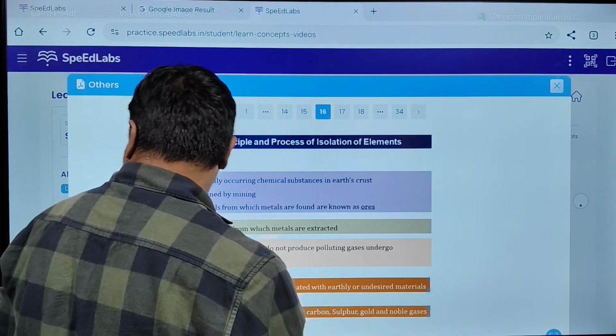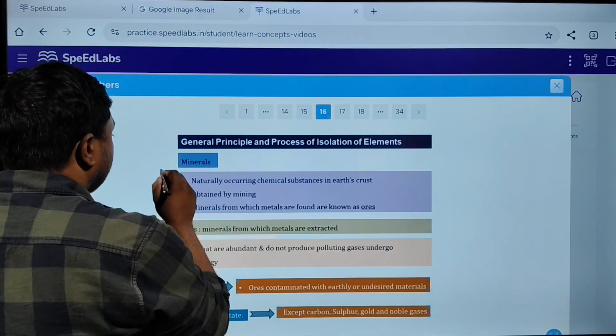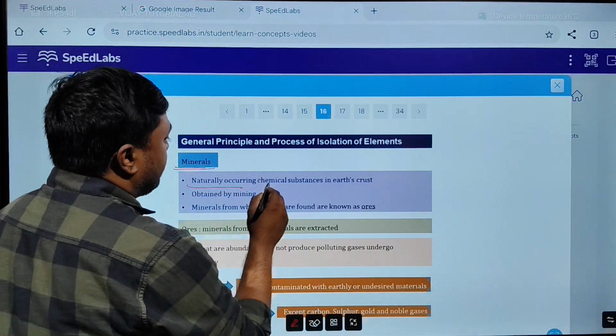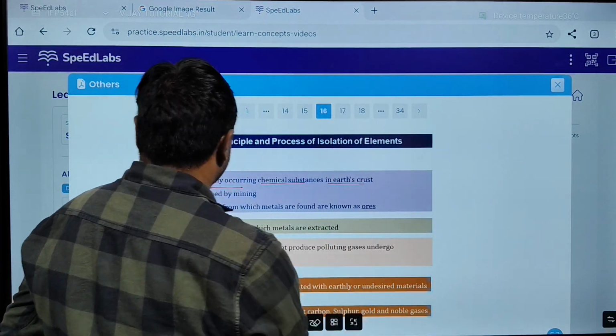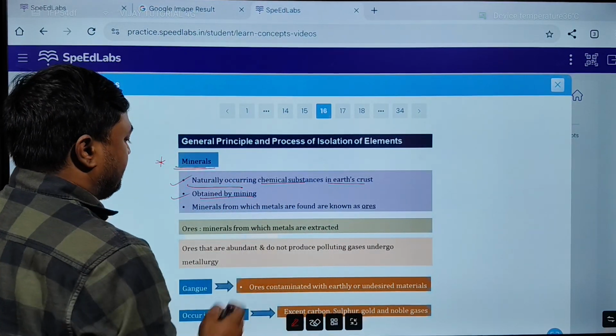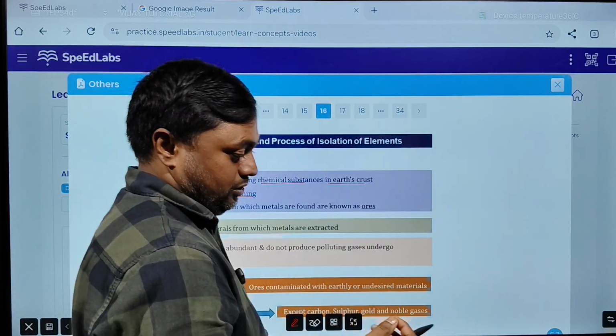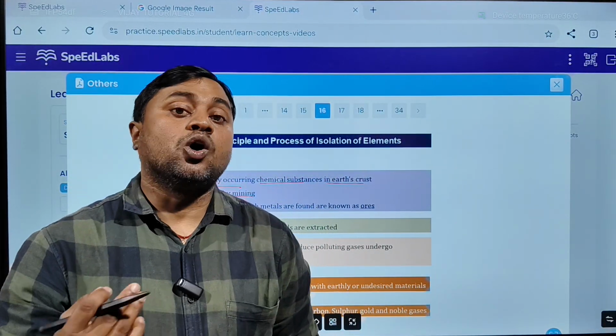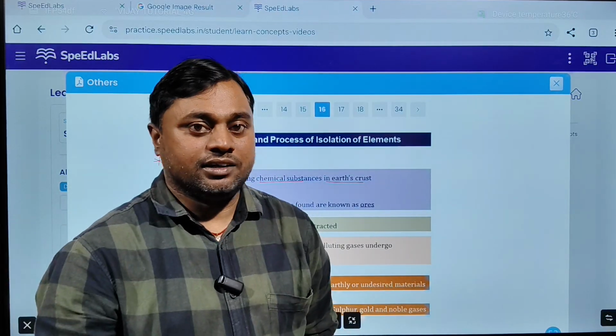There are certain terms in this topic, so let's discuss the first one, minerals. Minerals are naturally occurring chemical substances in the earth's crust, and they are obtained by mining. In short, minerals are naturally occurring inorganic substances like mica.